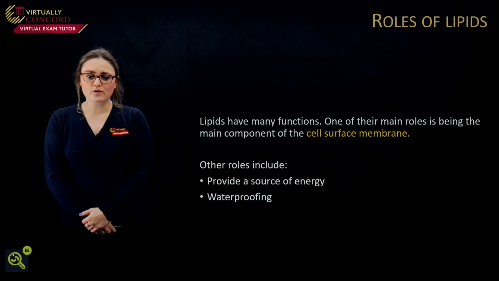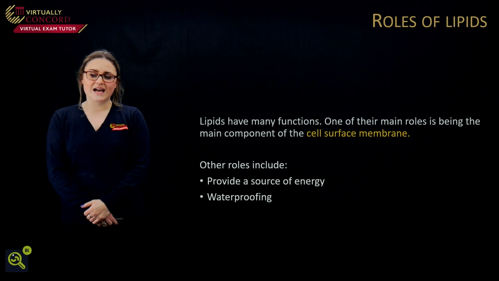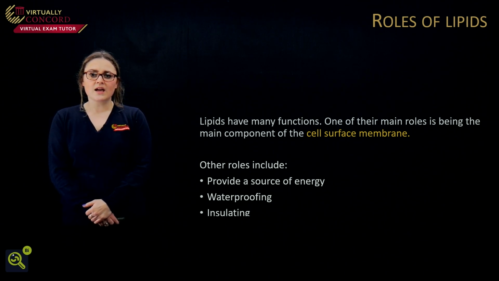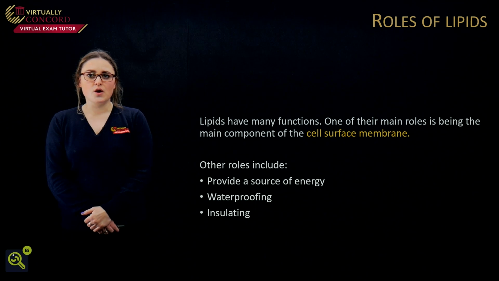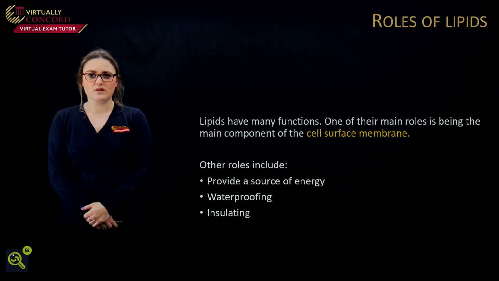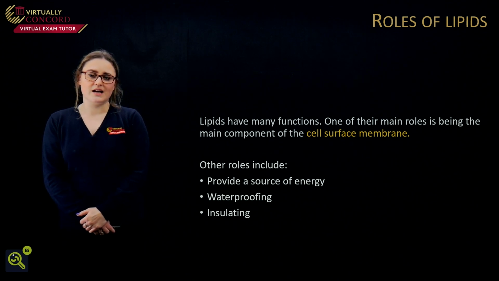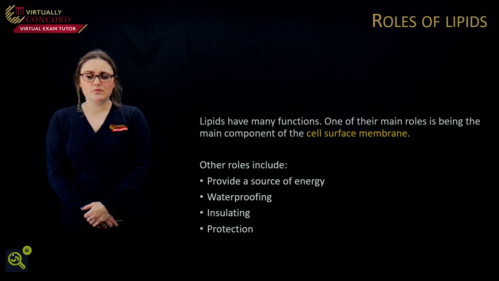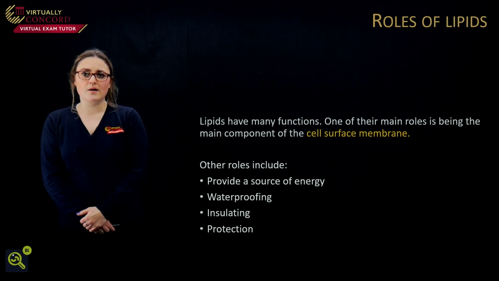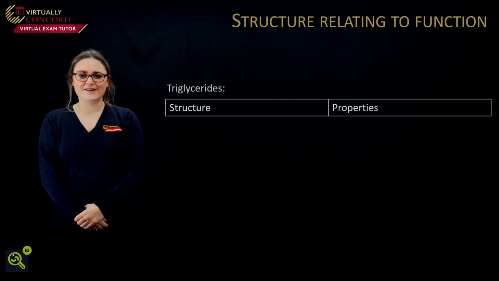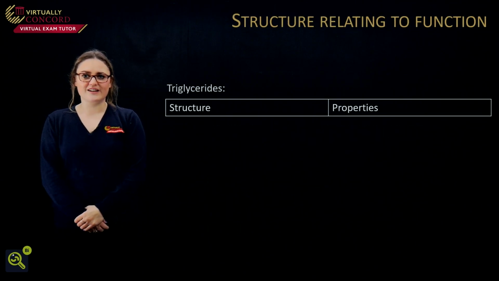They also have waterproof properties, so things like insects have a waterproof exoskeleton, as well as leaves having a waxy cuticle. They are also insulating, so they can provide us with thermal insulation to keep our body temperatures the same, as well as providing electrical insulation around our nerve cells. They also provide protection, so around some of our more delicate organs there will be a layer of fat to provide protection. Let's have a look at how structure relates to function in our triglycerides.